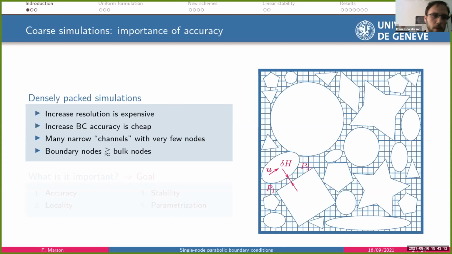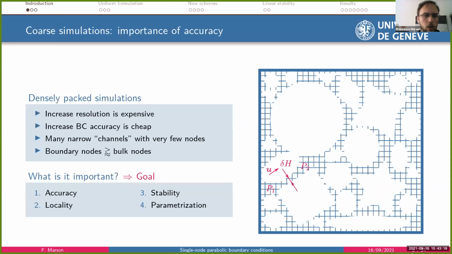And with boundary nodes, I mean nodes where we need to apply the boundary condition. What is important in this situation is to have boundary conditions that are really accurate, but accurate at the coarse level and also able to perform locally, so also with a single node available. Then we will also need stability and optionally also parameterization.